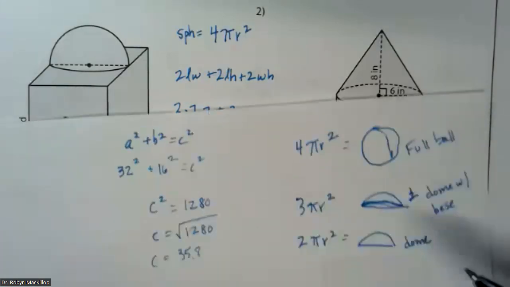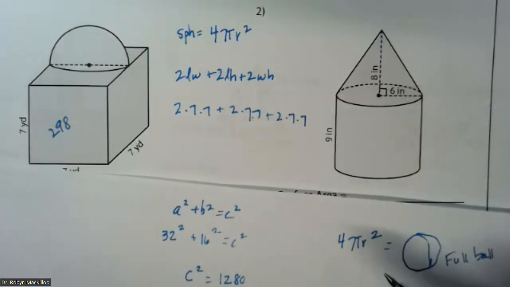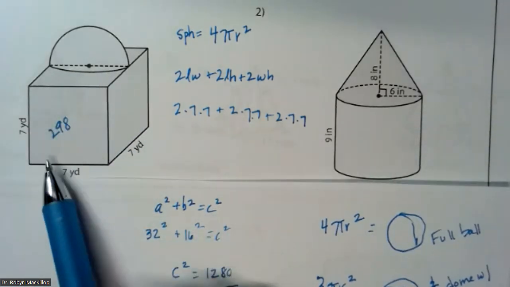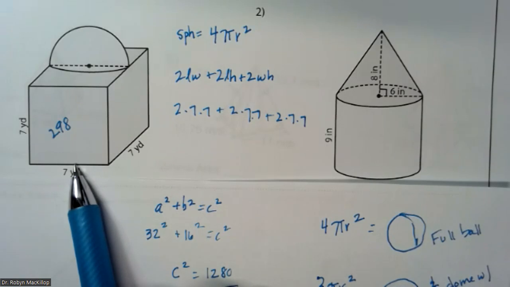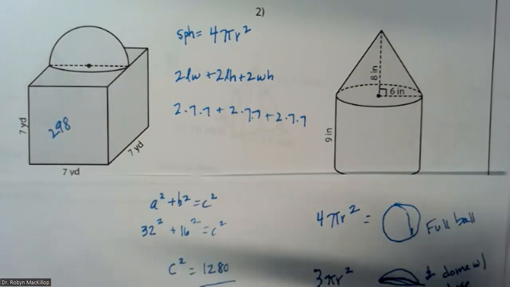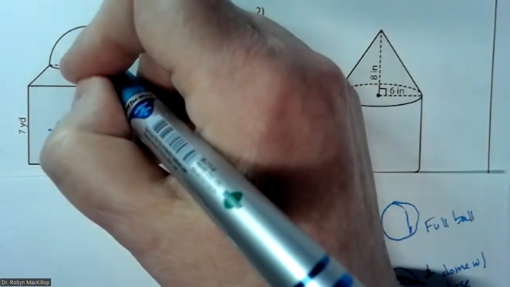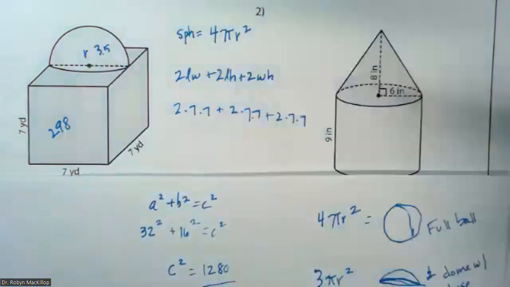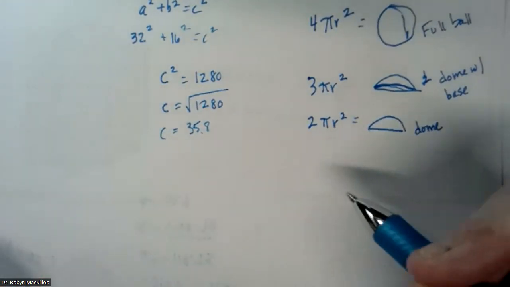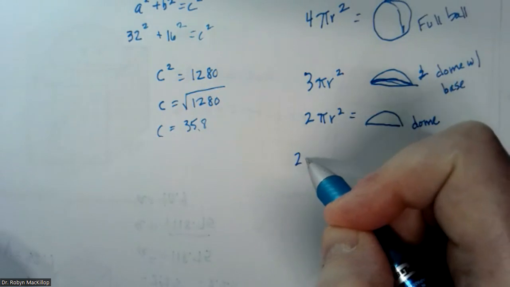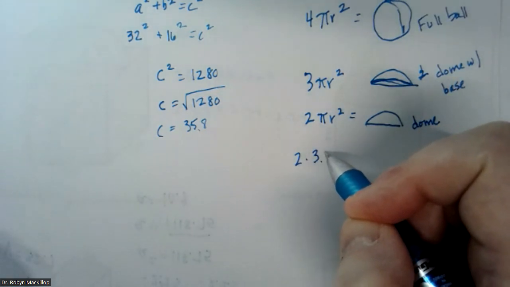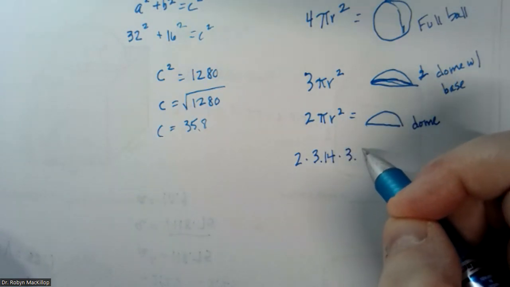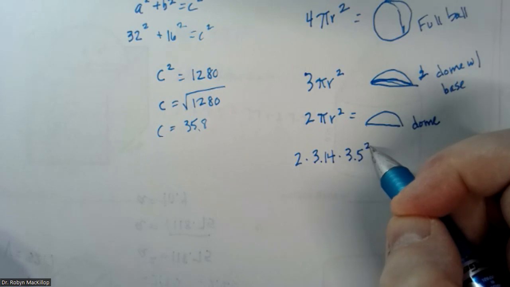Let's jump up to and figure out our measurements. We're doing 2 pi r squared. What is our diameter? It's the length of the box. So the diameter is 7, meaning the radius is 3.5. I think that's all we need to do this. Yep. So our calculation is going to be 2 times pi times the radius is 3.5, and that is squared.